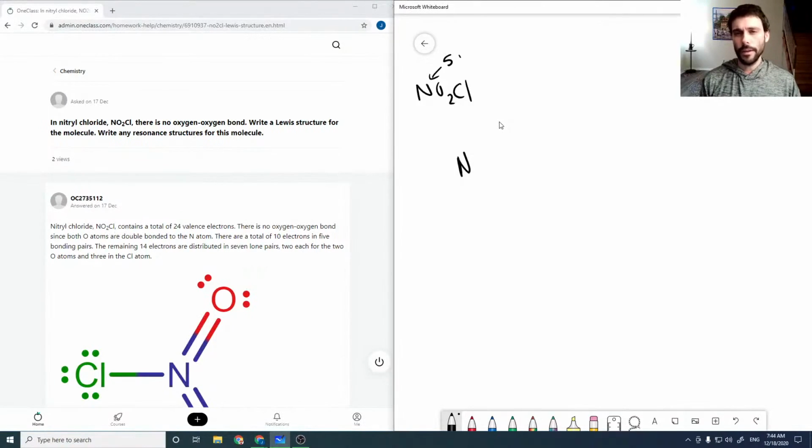So we've got 5 valence here. For oxygen, we've got 6 times 2, which equals 12. So 2 for the 2 oxygen molecules, and chlorine will have 7. So summing these up, we get 24 valence. Okay, so then, trying to do this in kind of an easy way first by using the normal valence.